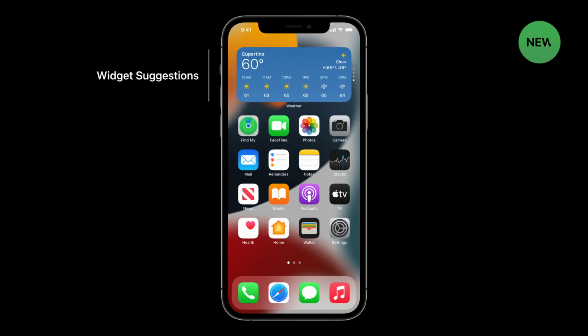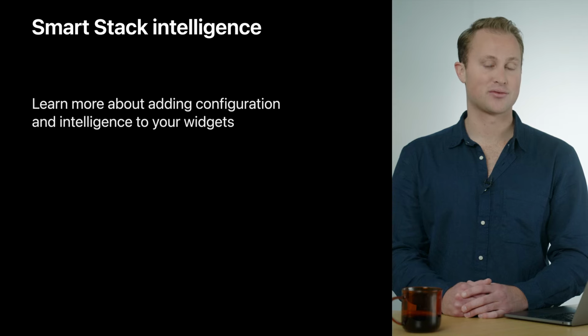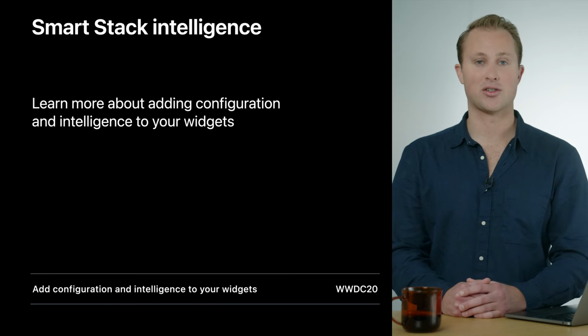In the weather example, after the person woke up, the Smart Stack placed the weather widget on top of the stack at just the right time. This is a great way for people to discover your widget and to deliver glanceable information. If they already had the weather widget in their stack, then it would have rotated to the weather widget instead. To learn more about how to add configuration and intelligence to your widgets, watch the WWDC session from 2020.